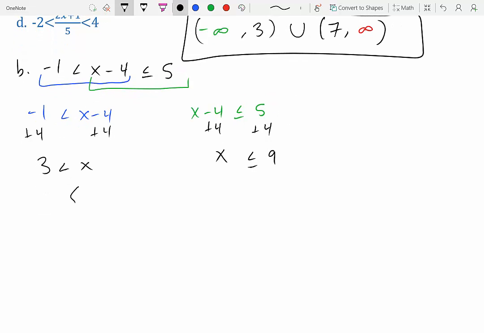So let's graph this on our number line. We have 3 and 9. So our first one states that x is greater than 3. So greater than 3 is to the right. Our green one states that x is less than or equal to 9. So that's a bracket, and less than means left. So they come together. That's why that's an and. They come together.